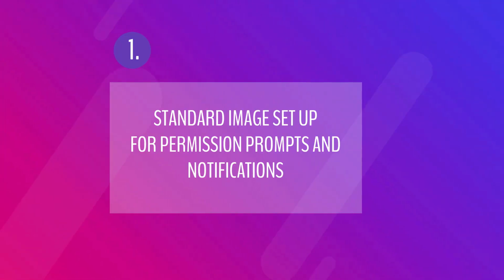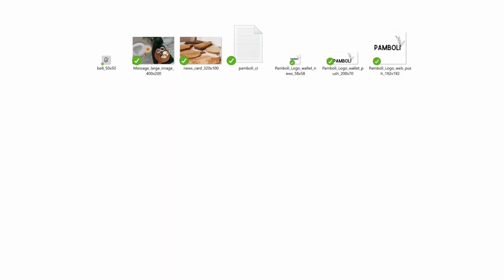Now a bit of preparation first. Before we start with the actual setup, the following materials should be at hand. I put them in a folder on my computer for this purpose. These are the store logo in the sizes 192 by 192, 58 by 58 and 200 by 70 pixels as PNG files. I also created my own bell icon with 50 by 50 pixels. Of course you can also use the image from Signalize.